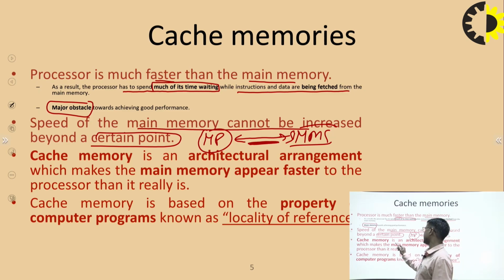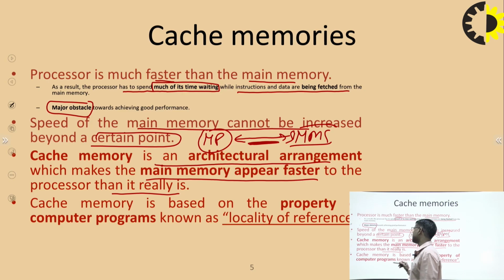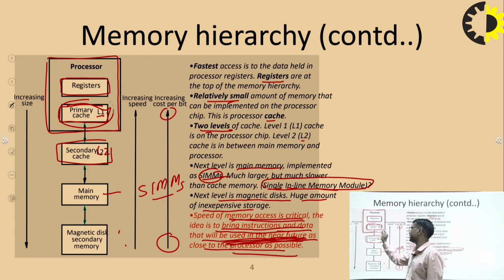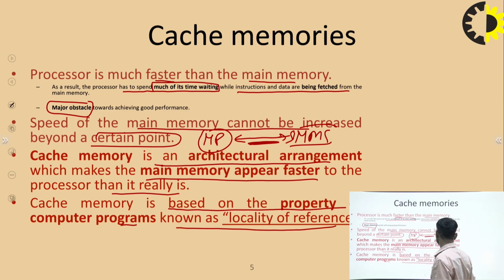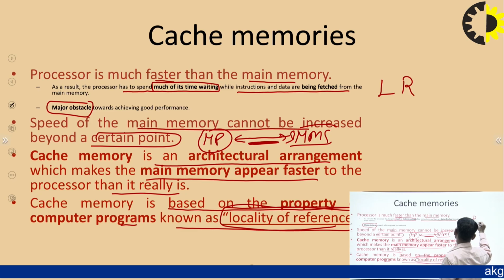So the cache memory is an architectural arrangement which makes the main memory appear faster to the processor than it really is. Here we have put a cache memory. Bringing data again from main memory to the processor is costly, so we will bring some data in the cache. Cache memory is based on the property of computer programs known as locality of reference. So the new term here is locality of reference. What is locality of reference? In short form, LR.